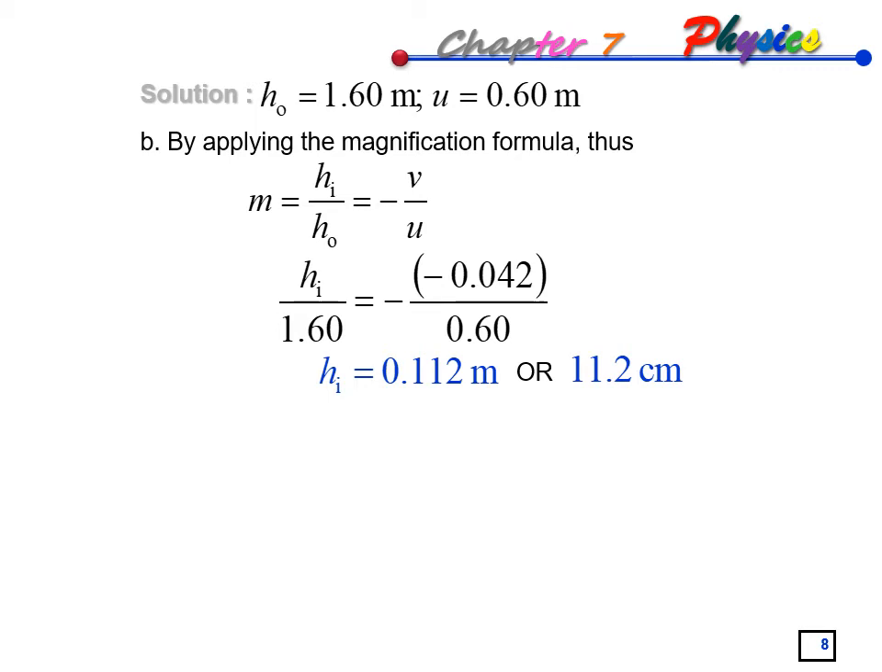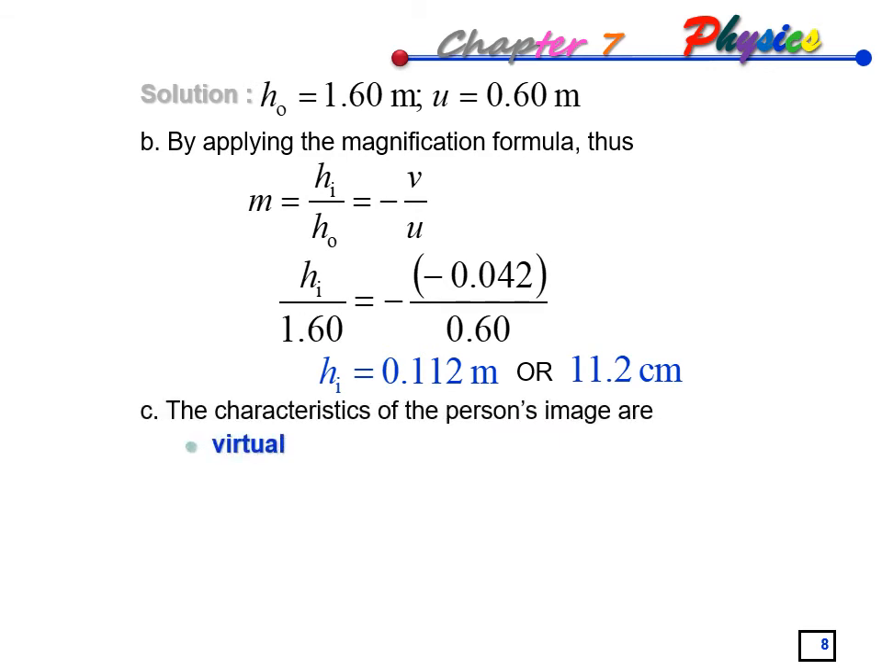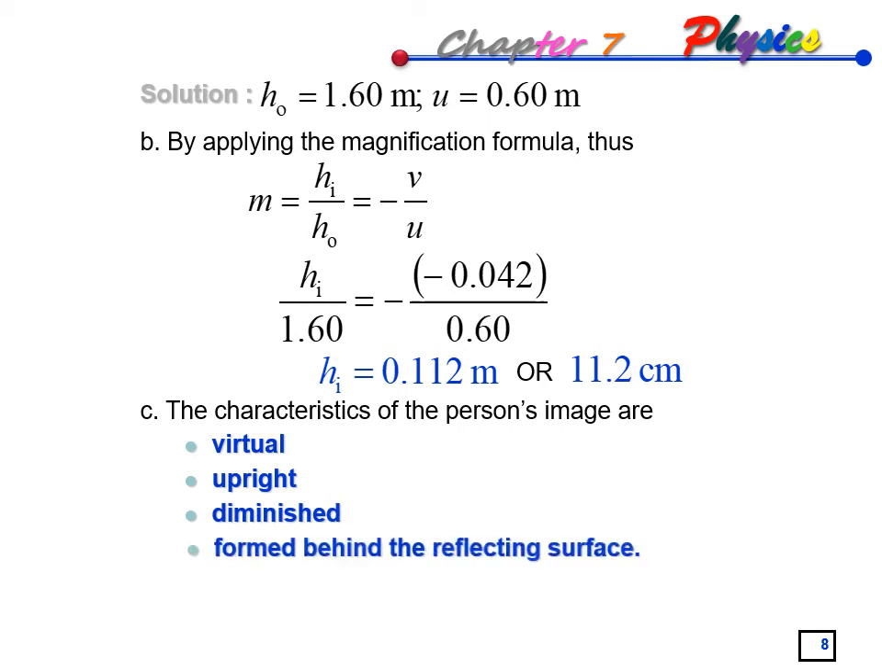Whenever we have a virtual image, we have an upright image. So this M negative cancels off, and you have an upright image. So we have a virtual, upright, and diminished image, and the image forms behind the surface.